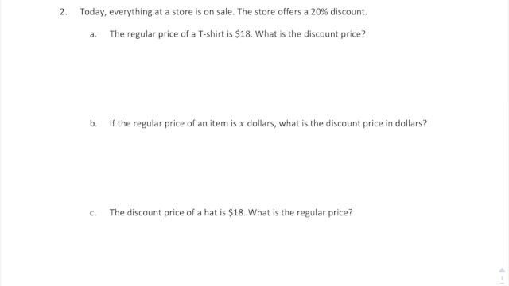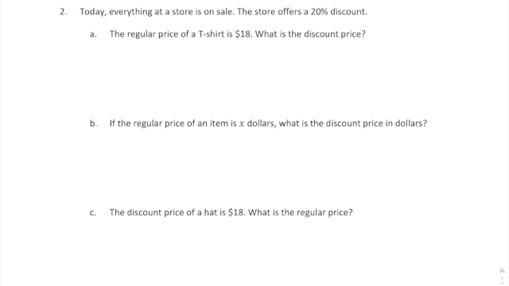All right, today everything at a store is on sale. The store offers a 20% discount. The regular price of a t-shirt is $18. What is the discounted price? Okay, again, I have 2 ways I can solve this. I can find 20% and then subtract.